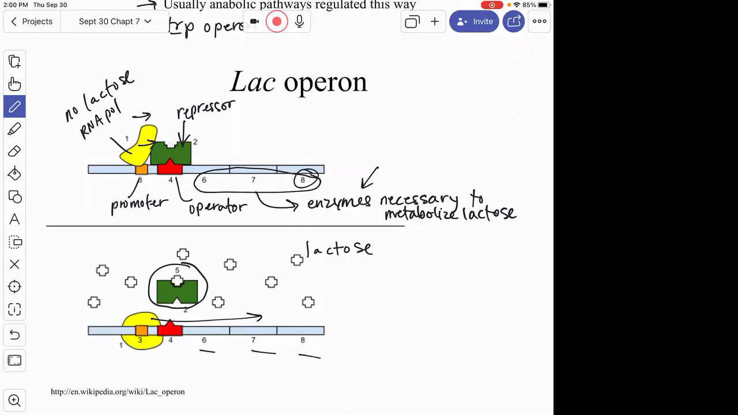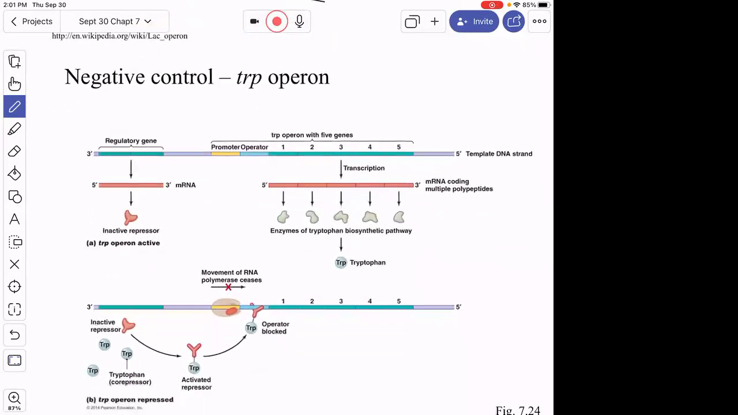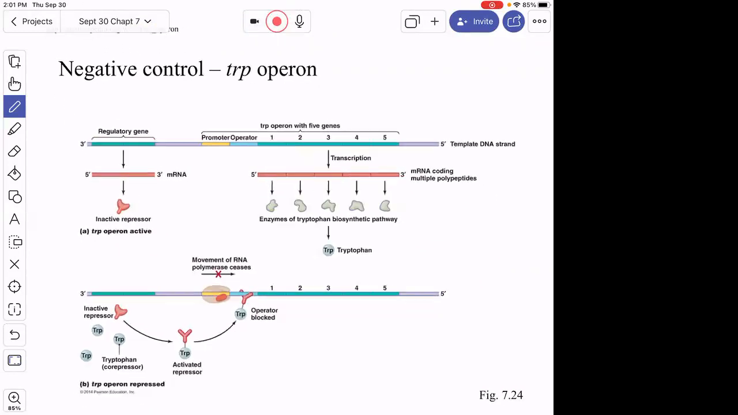Well, what if glucose is present as well? The cell is going to always choose to use glucose first because that's a lot easier for it to metabolize. So we'll get to that in a minute. There's another layer we have to add to that. But first, let's look at another example of negative control, and that's the trp operon.